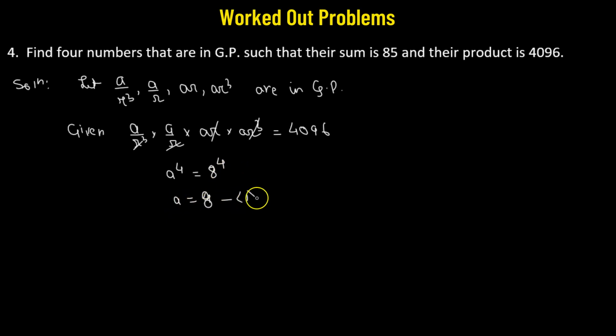So let this be number 1. So we have obtained our first term. Our next task will be to obtain the value of the common ratio. For that, we will use the case that their sum is 85.